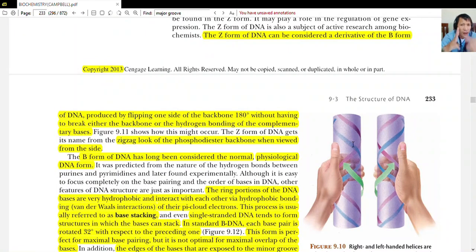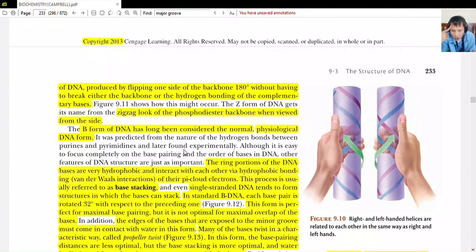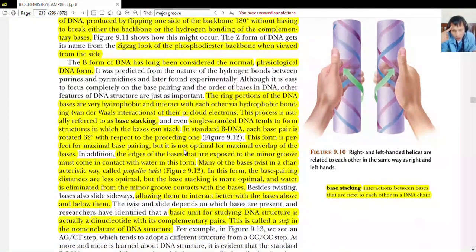Those are covalent bonds. We call them the glycosidic bond for the sugar and the phosphate bond. But those are covalent bonds, meaning electrons are being shared, while in a hydrogen bond, no electrons are being shared. So they're the loosest. That's why it says here, without breaking those backbone hydrogen bonds. Okay. The B form DNA is long considered the normal physiological DNA form. So the normal, meaning the Z form is actually derived from B.